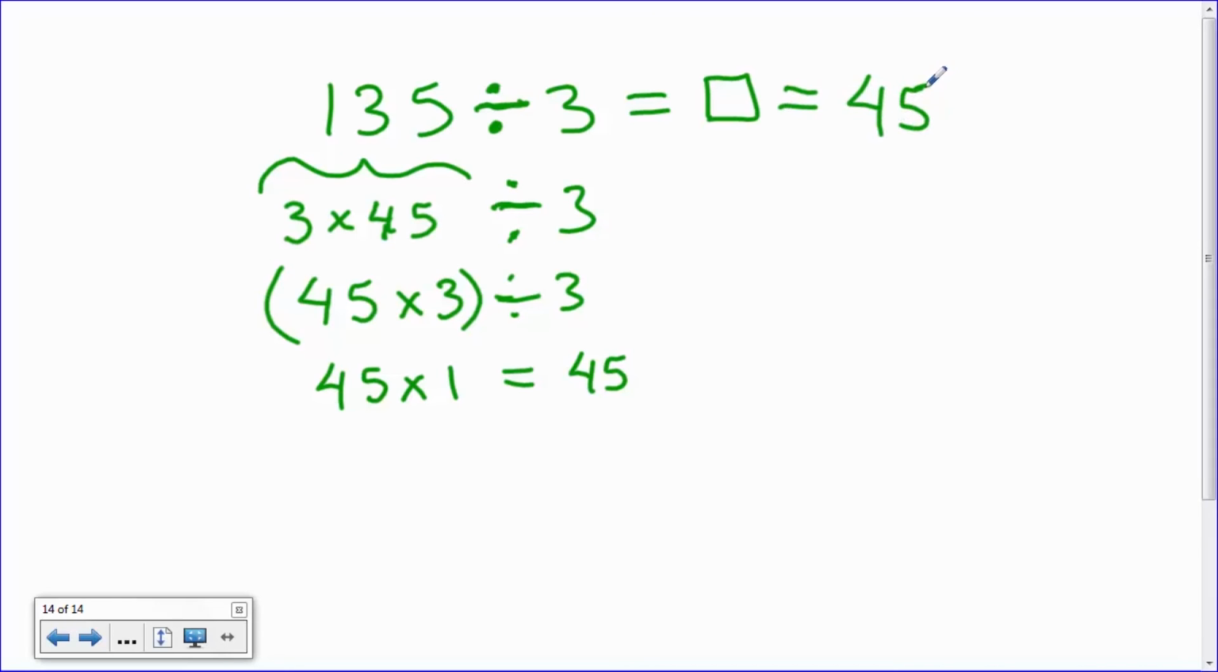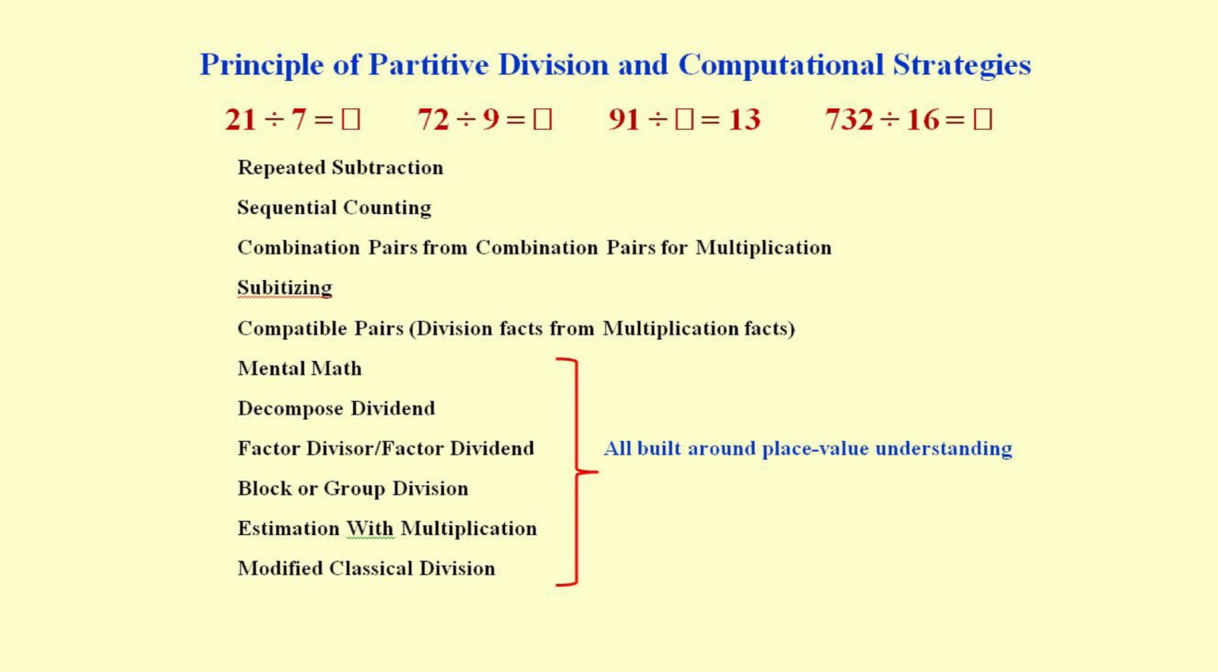the answer is 45. Now, this naked number arithmetic, depending on the units of measure in each for the dividend and the divisor, depends on what I write down for the units of measure for the 45. I've talked about decomposing the dividend, factoring the divisor, and factoring the dividend. I'm going to talk about one more, which is block or group division. So what's block or group division?